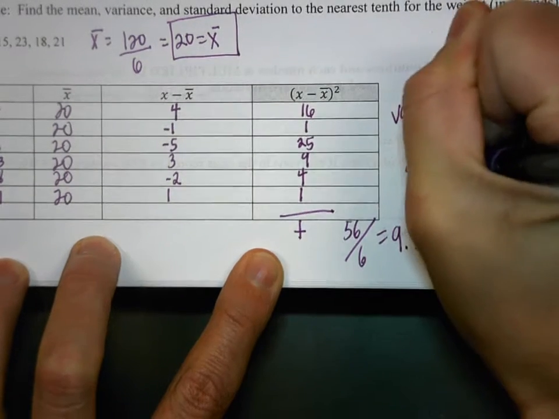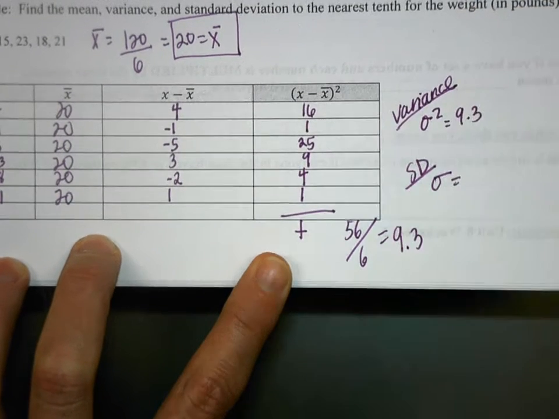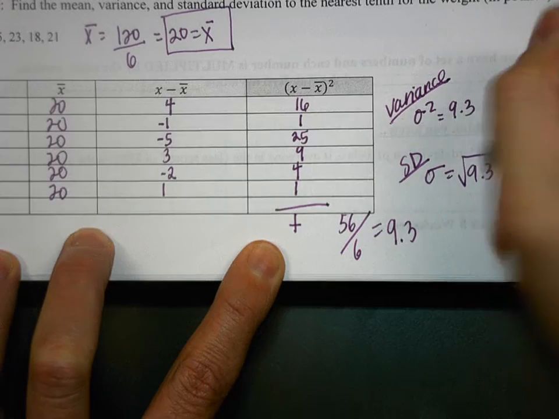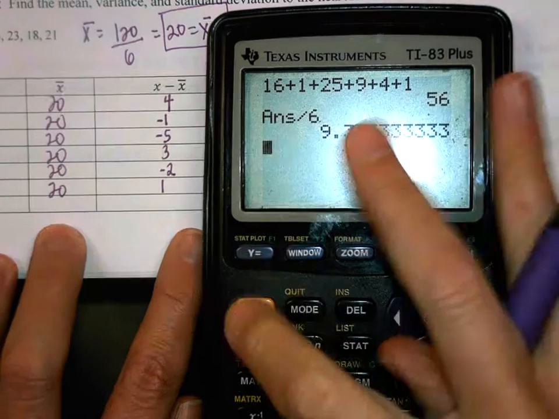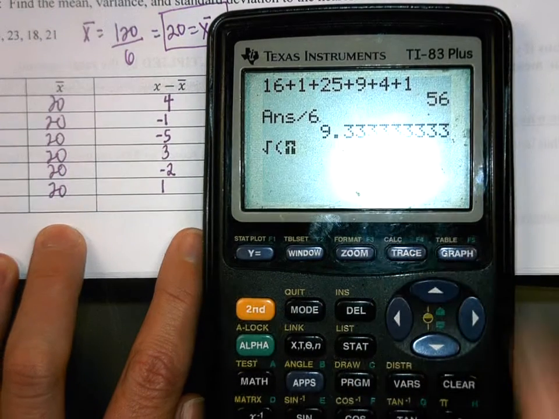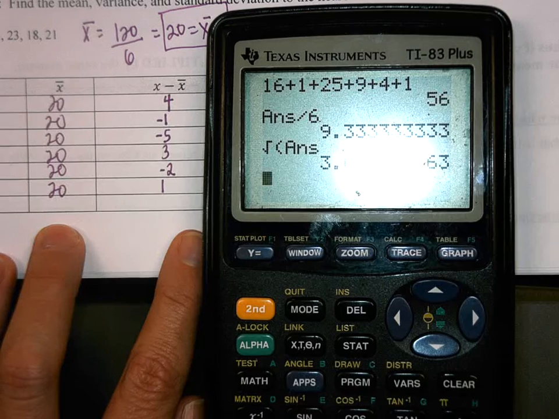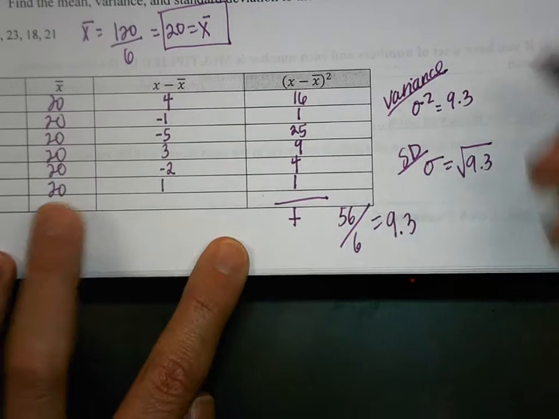So our standard deviation, I'm going to abbreviate that as SD. What do we do in order to find that? Very good. Square root of 9.3. So in your calculator, we could just leave our answer that's already in there, and just take the square root of the number that's there. And if we round that to the nearest tenth, that will be what? 3.1.